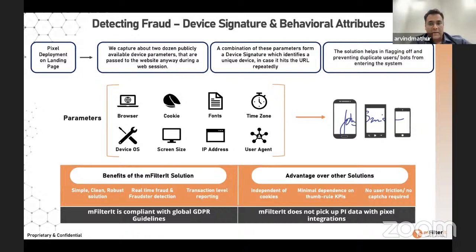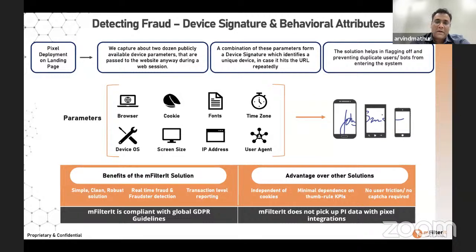I will give you a quick sense of this. If you look at my current slide, this is typically what a standard pixel of ours does on the page. It's a small piece of JavaScript which we give to the customer, and the customer typically deploys it onto their landing page. The moment any traffic hits the customer's website, we look for multiple device parameters. All of these parameters are non-PI in nature, which means they don't look at any personally identifiable data of a user. They are GDPR compliant.